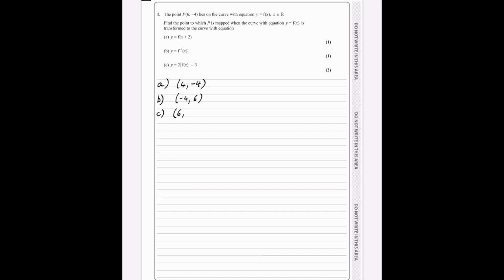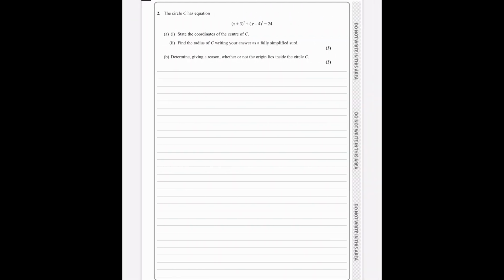And then lastly, plugging 6 in, we'll get negative 4 out. The modulus makes it positive 4. Times it by 2 is 8, subtract 3 is 5. So putting 6 in gets 5 out. There's question 1. Question number 2, we've got a circle here.